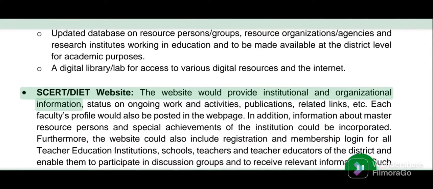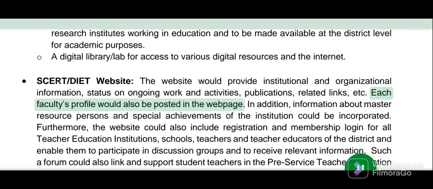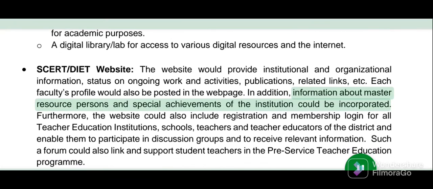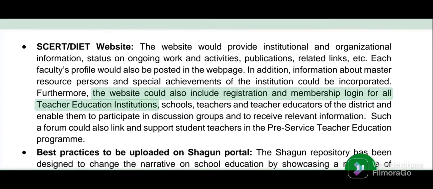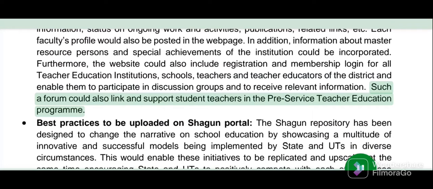SCERT/DIET website. The website would provide institutional and organizational information, status on ongoing work and activities, publications, related links, etc. Each faculty's profile would also be posted in the web page. In addition, information about master resource persons and special achievements of the institution could be incorporated. Furthermore, the website could also include registration and membership login for all teacher education institutions, schools, teachers and teacher educators of the district and enable them to participate in discussion groups and to receive relevant information. Such a forum could also link and support student teachers in the pre-service teacher education program.